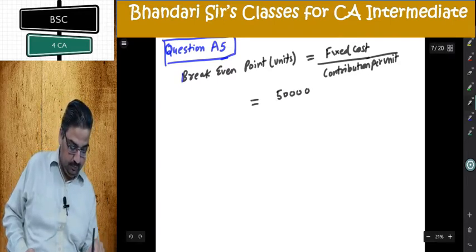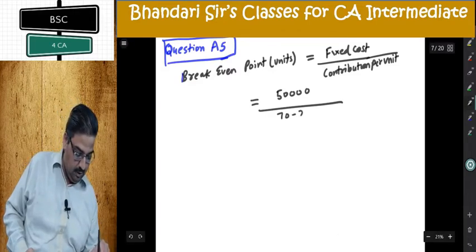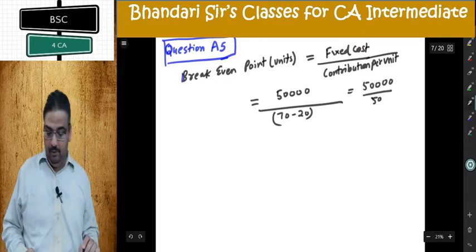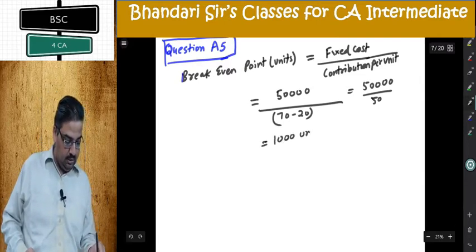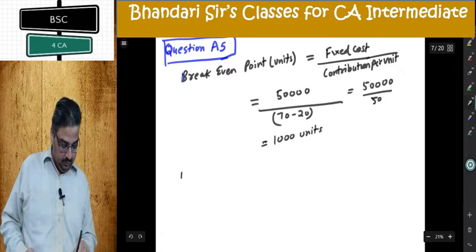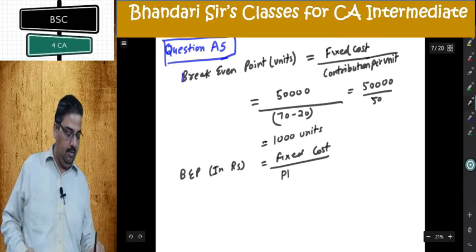50,000 divided by 70 minus 20. 50,000 divided by 50. This is 1,000 units. Break-even point in rupees is fixed cost divided by profit volume ratio, PV ratio.